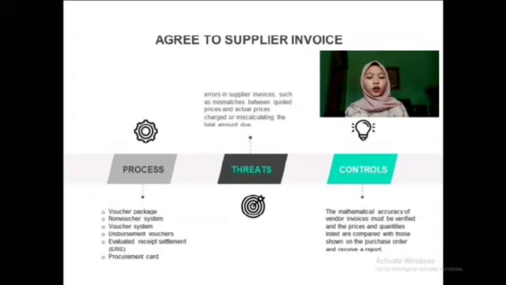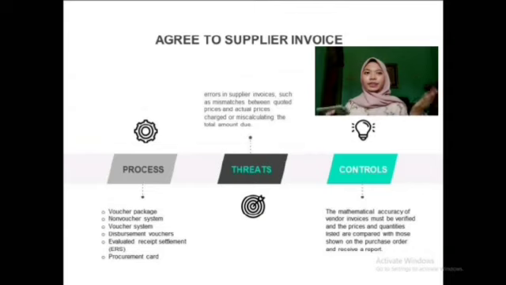Procurement card, a corporate credit card that employees can use only at certain suppliers to buy certain types of goods. The threat in this activity is errors in suppliers' invoices, such as mismatches between quoted prices and actual prices charged or miscalculating the total amount due. The control is that the mathematical accuracy of the vendor invoice must be verified, and the price and quantity listed are compared with those shown on the purchase order and receiving report.